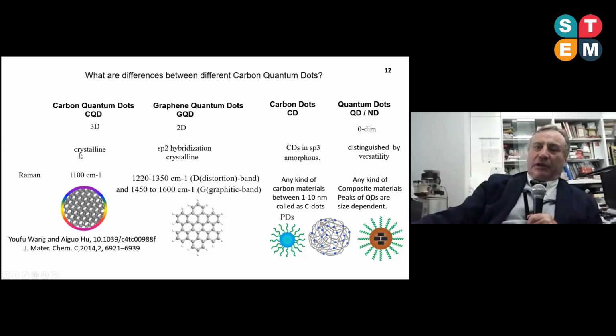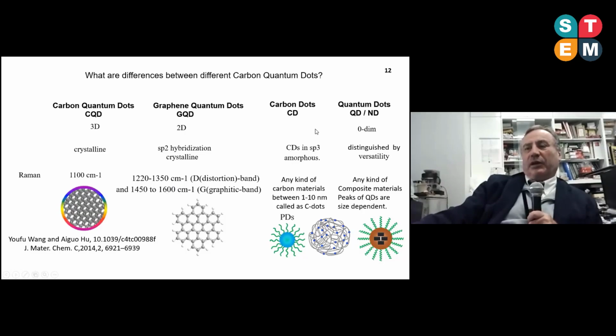This is a crystalline material in 3 dimensions, and which shows the Raman peak at 1,100 inverse centimeter. And the graphene quantum dots are 2-dimensional materials. Graphene has been focused on in so many research papers in the last years. So it shows a D band and a G band at these energies.